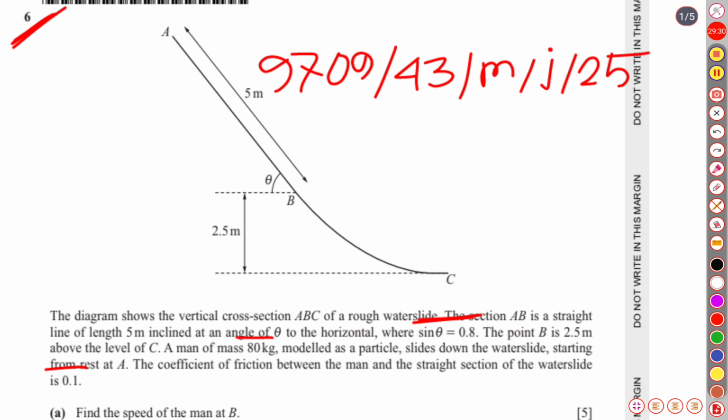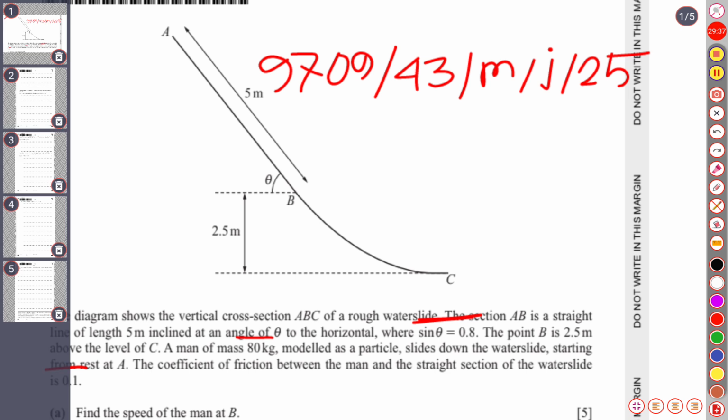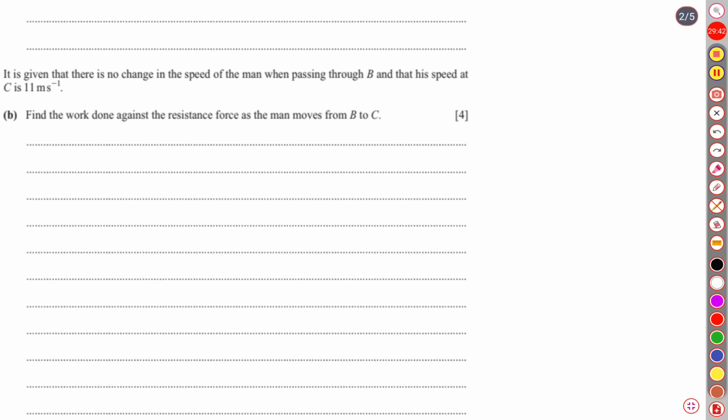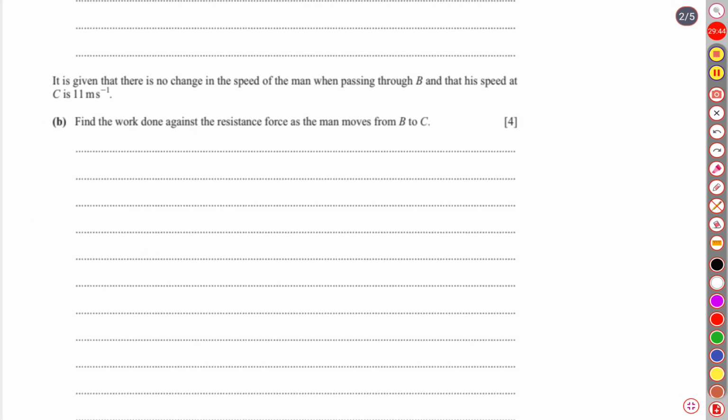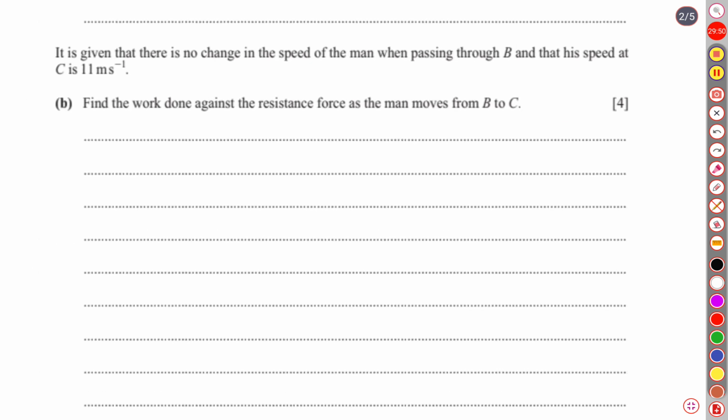Actually, question number A doesn't belong to our today's topic. So we are going to solve question number B. Let's see what B says. B says, it is given that there is no change in the speed of the man when passing through B, and that his speed at C is 11 meter per second. That means when he reached the ground, the velocity was 11 meter per second. Find the work done against the resistance force as the man moves from B to C.